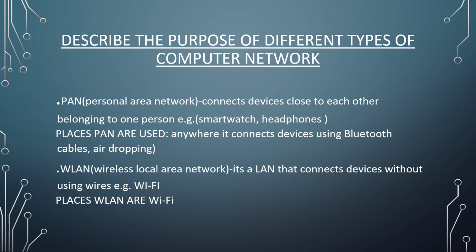PAN, also known as the Personal Area Network, connects devices close to each other belonging to one person, e.g. a smartwatch or even headphones. Places where PAN is used are anywhere that connects devices using Bluetooth, cables, or even AirDrop. WLAN, Wireless Local Area Network, is a LAN that connects devices without using wires, e.g. Wi-Fi.